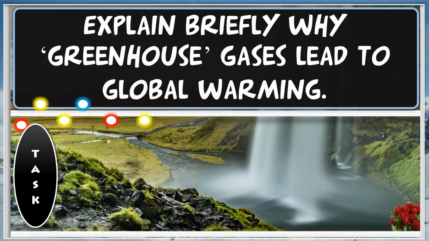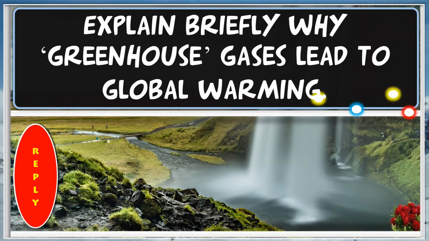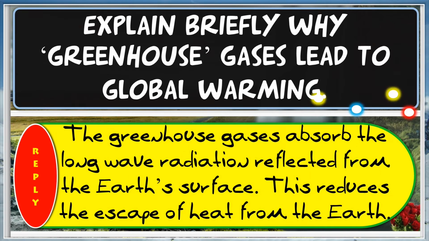Explain briefly why greenhouse gases lead to global warming. The greenhouse gases absorb the long-wave radiation reflected from the Earth's surface. This reduces the escape of heat from the Earth.